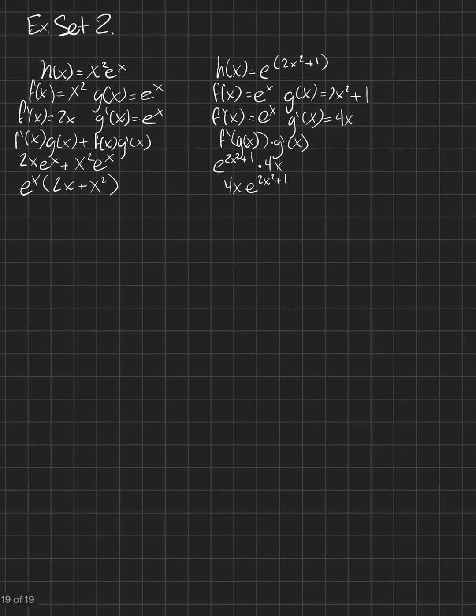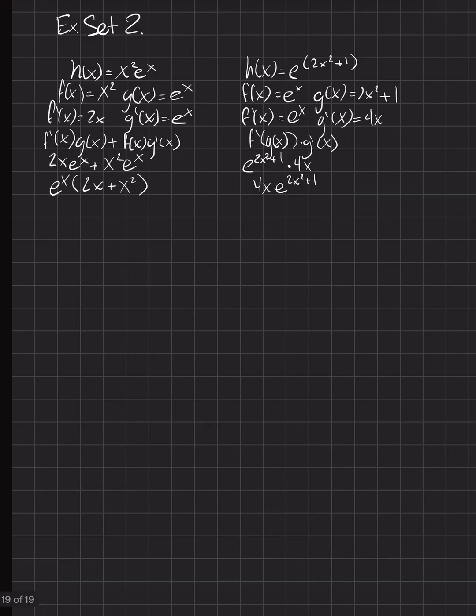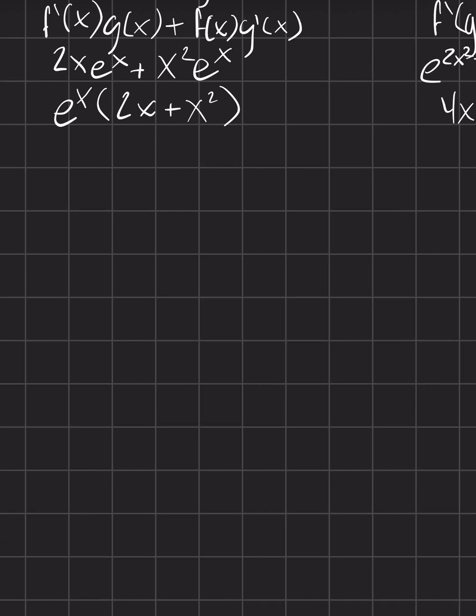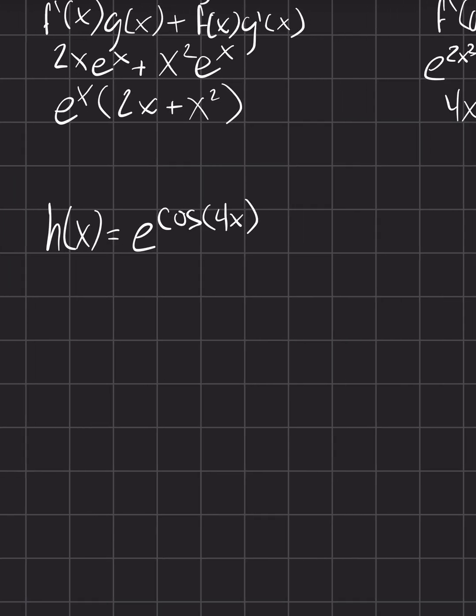Now we can move on to the next thing. Let's say we want to find the derivative of h of x when it's e to the cosine 4x. In order to do this, we still need to break it up into the composition of two functions. So we can say that, like before, f of x is e to the x, and g of x is going to be equal to cosine 4x, right?